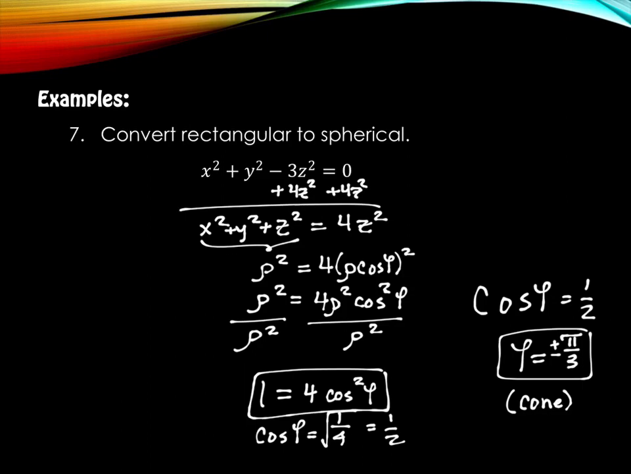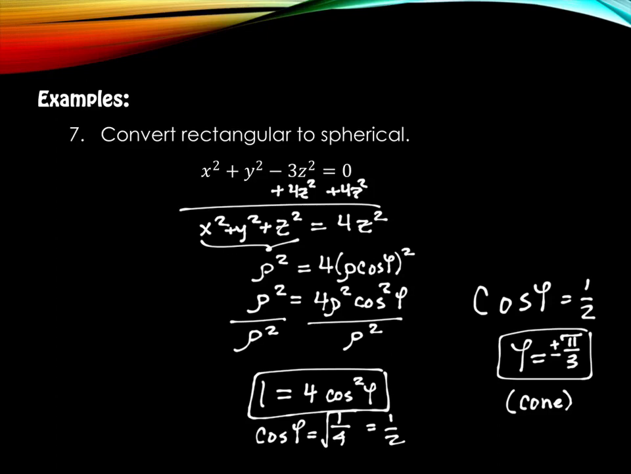Yep, Noah? Could we also have just looked at the original rectangular equation to identify that that's a cone? You could. And if you go back to it, you should be able to recognize it. We've done a cone already today, right? An elliptic cone. This one's not really even elliptic. It's actually, no, it is. It's elliptic because of the 3.